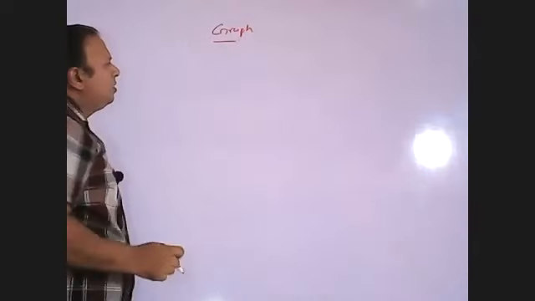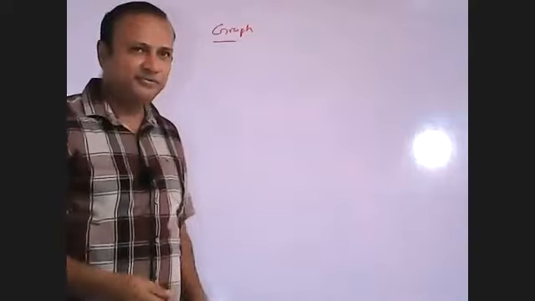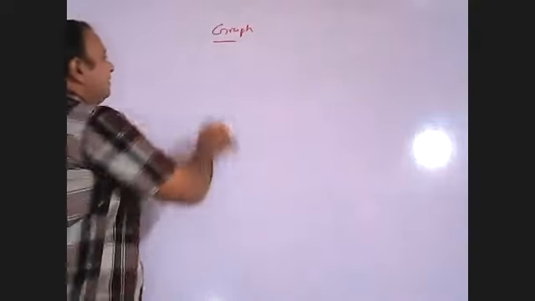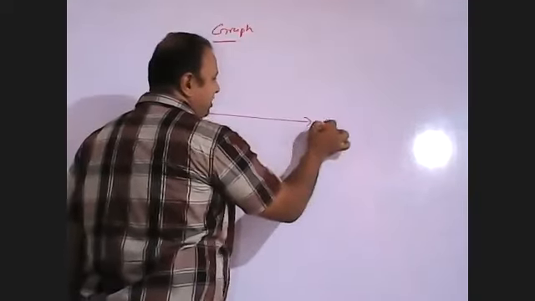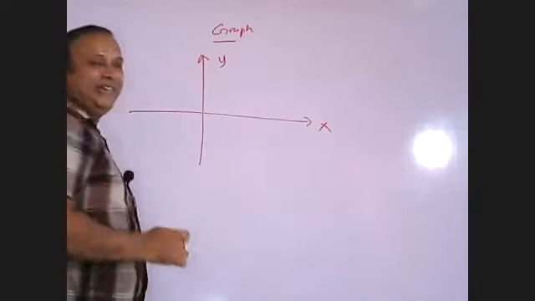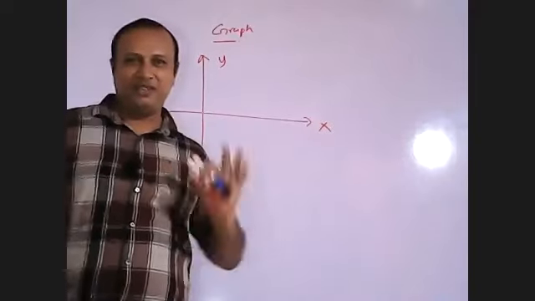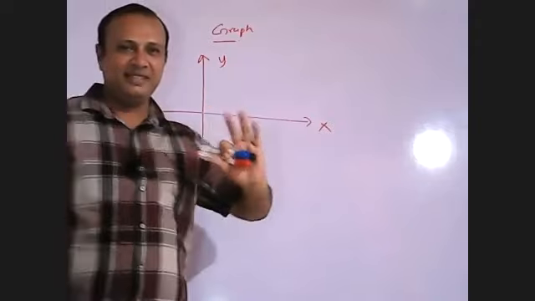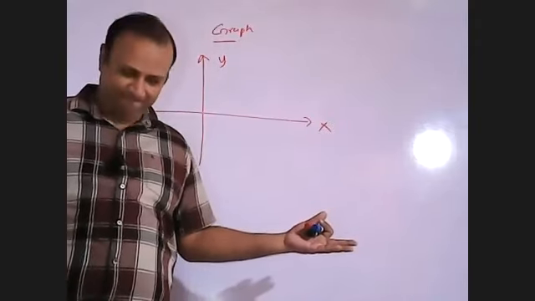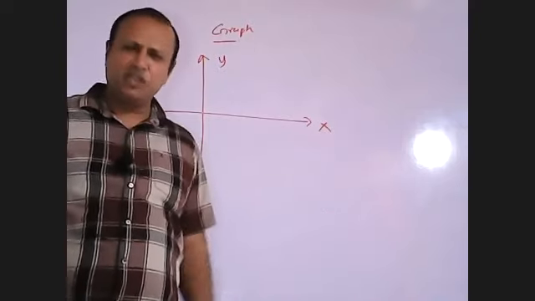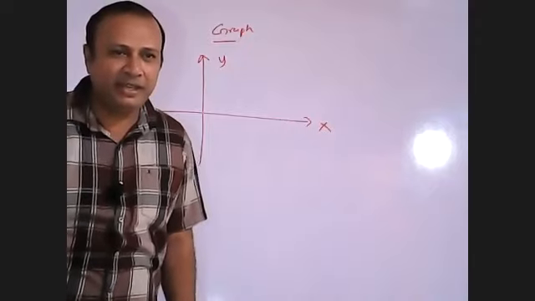Graph. So what is a graph? Quickly. What is a graph? According to my previous definition, that is my own definition. So what is a graph? Yes, it is actually a drawing on a Cartesian plane. Yes, very good. Actually, it is a drawing. We can simply define it as a drawing.